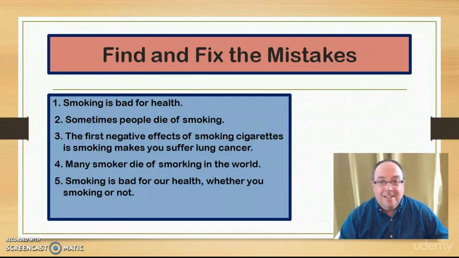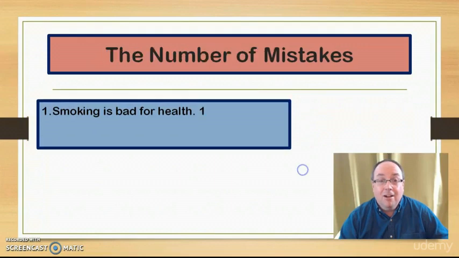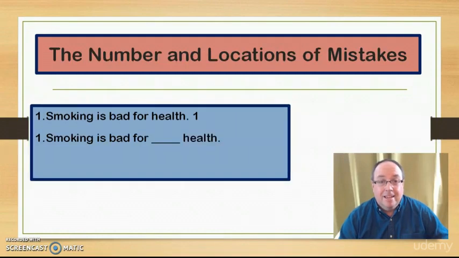All right, let's go on to the first sentence and look at that one more closely. Number 1, smoking is bad for health. Now, how many mistakes do you see in this sentence? There's only one mistake in this sentence. Can you see where it is? I'm going to show you where it is. It's just before the word health. This sentence is missing a word.